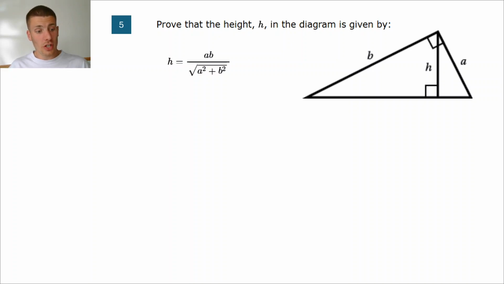Okay, continue on with question number 5 from exercise 1D, proof by deduction, the intermediate questions. Let's go. So prove that the height h in the diagram is given by this, h being equal to ab over the root of a squared plus b squared.